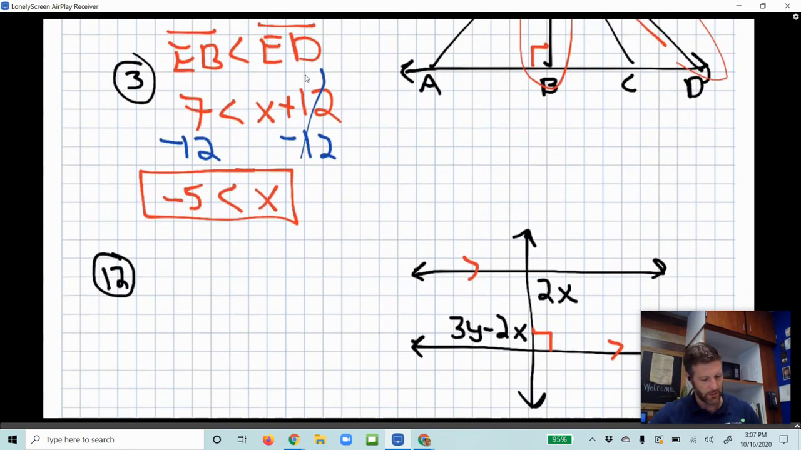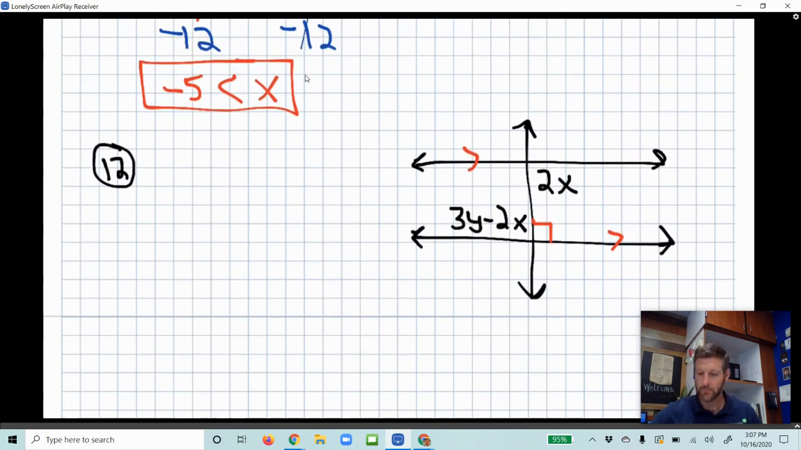Okay, let's take a look at the last question, number 12. Number 12, we have to solve for x and y. Now, this one can look tricky because notice there's 2 variables. So 1, we're thinking, okay, I got to write an equation, but 2, how do I write an equation when I have an x and a y? Well, let's take a look at our picture.